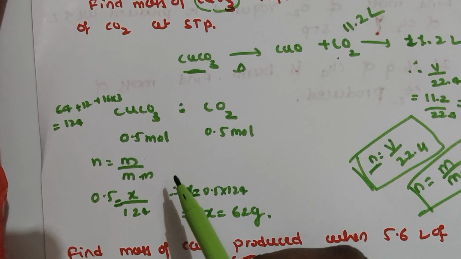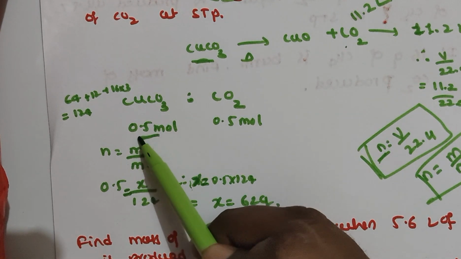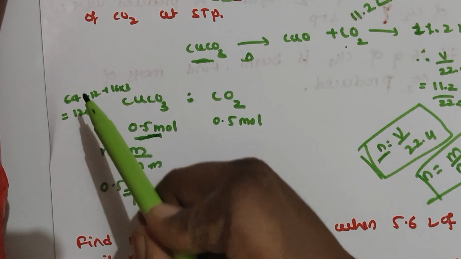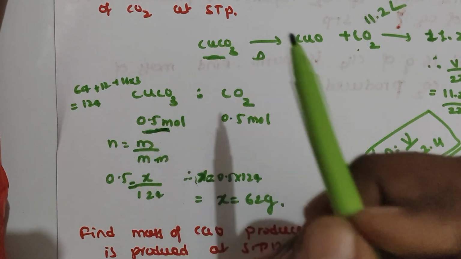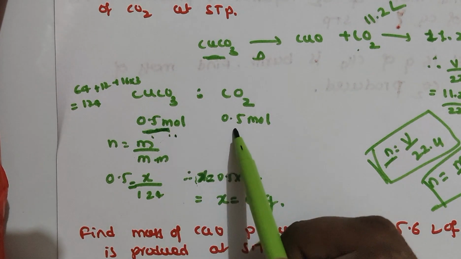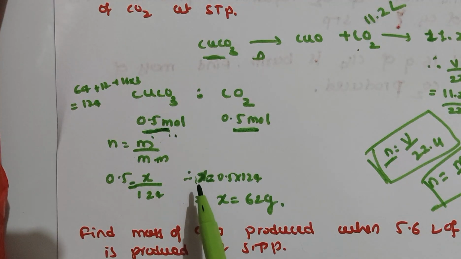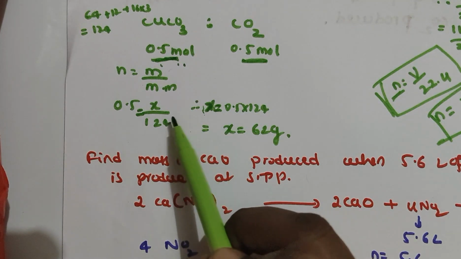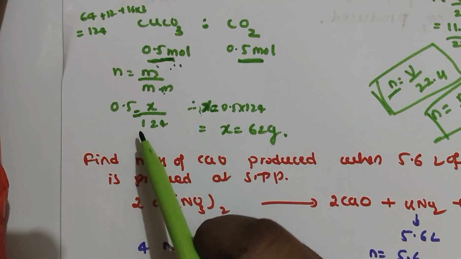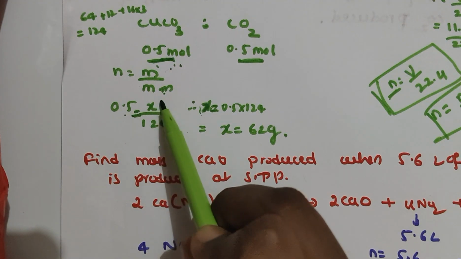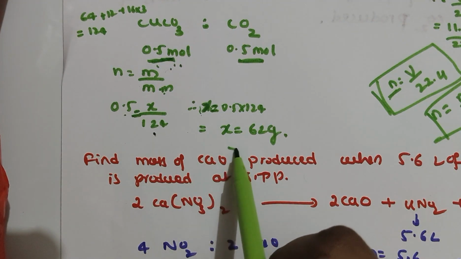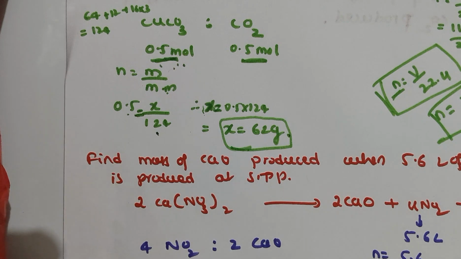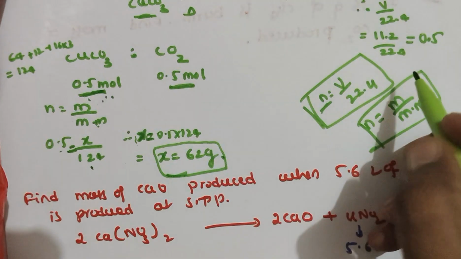Again, according to the equation, 0.5 mole. How is it 0.5 mole? Already we know the calculation of the number of moles. 0.5 mole of CuCO3 gives 0.5 mole of CO2. And therefore number of moles equal to what? Mass divided by molar mass. Therefore 0.5 mole equals x divided by 124. On calculating we get what? 62 gram.